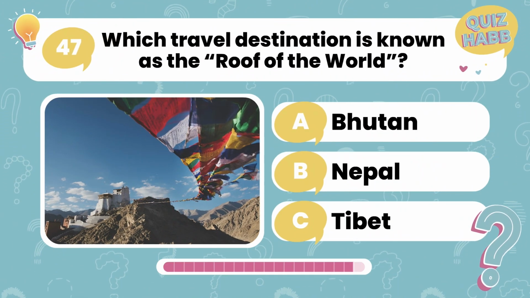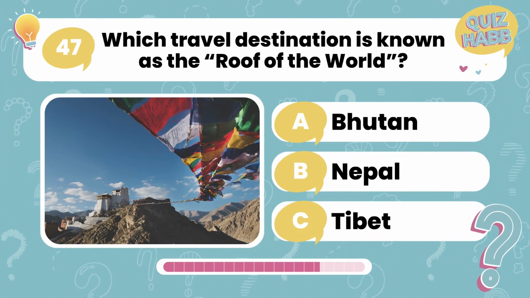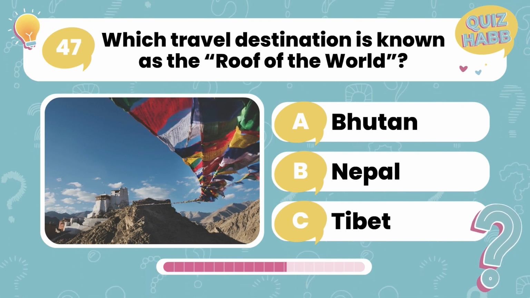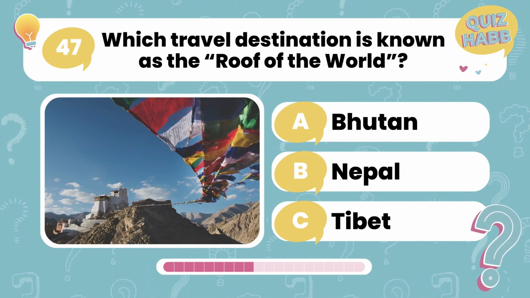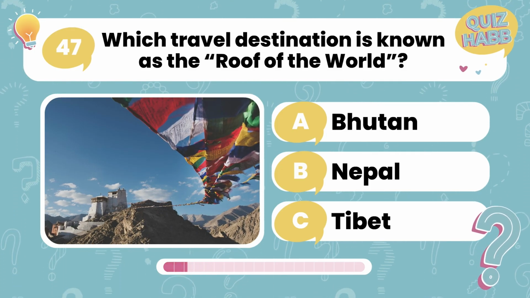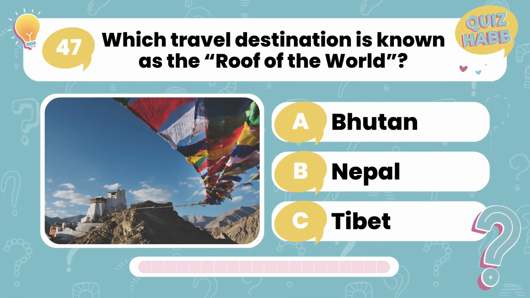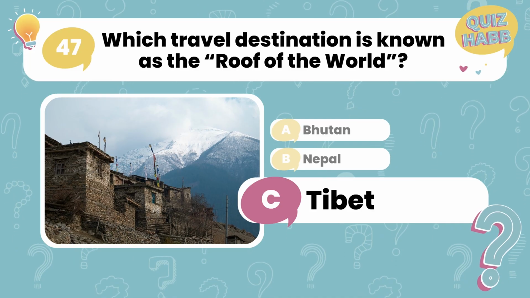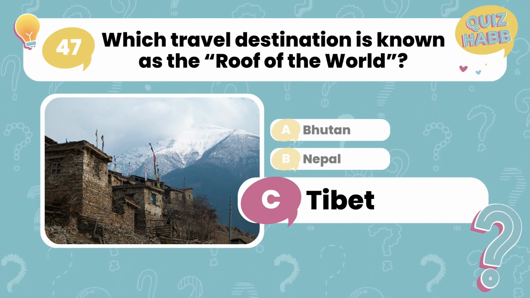Which travel destination is known as the roof of the world? A. Bhutan. B. Nepal. C. Tibet. Correct answer. Tibet. It lies on the highest plateau on earth.